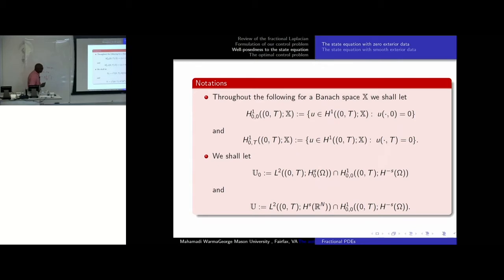Now we want to see the other case, but I will use this notation: for a Banach space X, the function that is in H^1 of (0,t) with values in X, and that is 0 at 0, and the other one is 0 at t. And I will make the intersection with L2, so you do not need u_0, and u is only the intersection with L2 that is defined on all H^s of R^n.